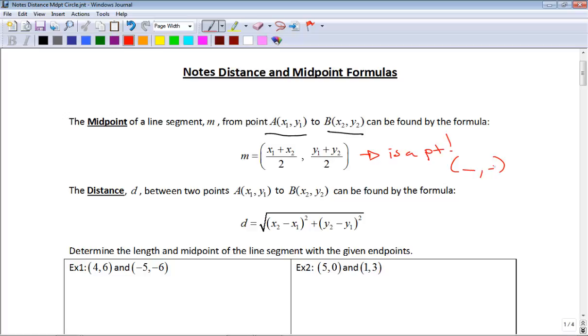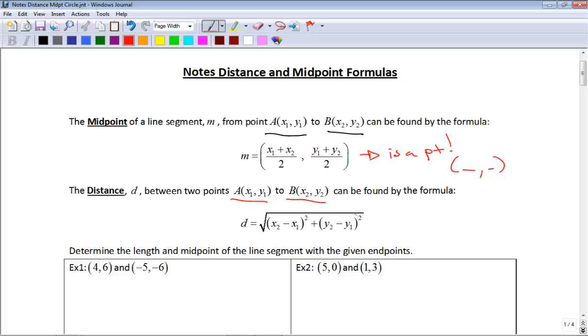All right, well now let's talk about the distance. What's the distance formula? Well, given any two points, we can find the distance between them. And again, we're just going to use the same two points. Let's say A is (x1, y1), and B is (x2, y2). Then we can use the distance formula to find the distance between those points, and the distance formula is the square root of (x2 minus x1) quantity squared plus (y2 minus y1) quantity squared. Well, let's look at the first 3 examples.